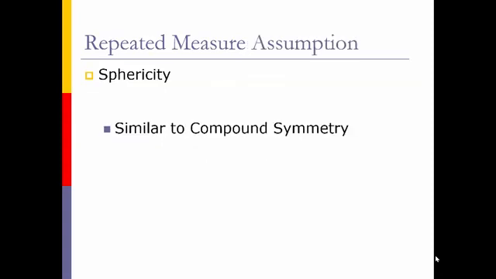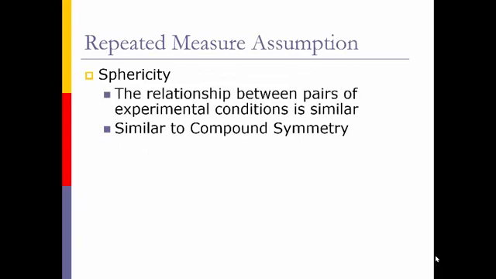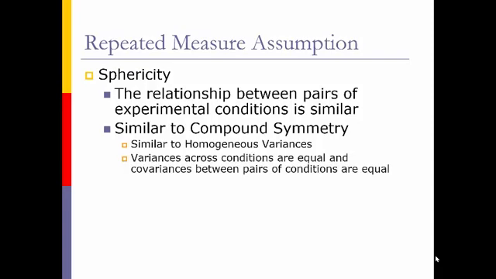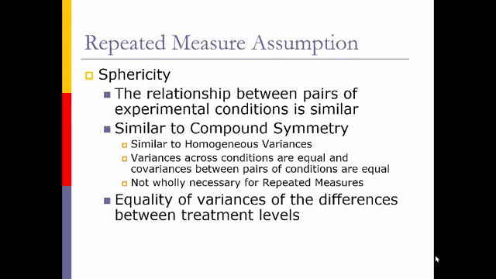All right, we have some assumptions. We have sphericity, which means the relationship of the pairs between the conditions is similar. It's similar to compound symmetry, but we have talked about it before as more of homogeneous variances. So the variances across the conditions are equal, and the covariances are also equal. So that's what we call sphericity. It's not wholly recommended for repeated measures, but it will be more so for the mixed design, as well as a little bit for the repeated measures. We just want to make sure that we have equal variances between the different treatment levels.